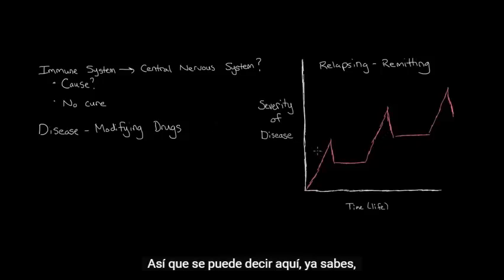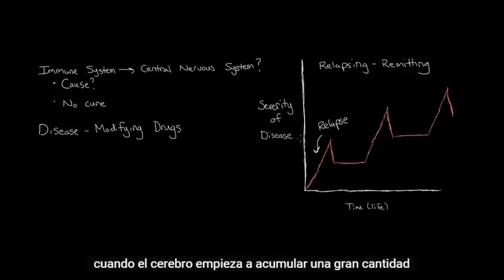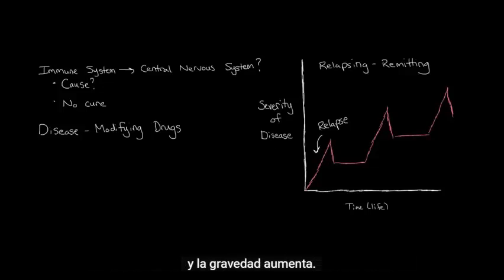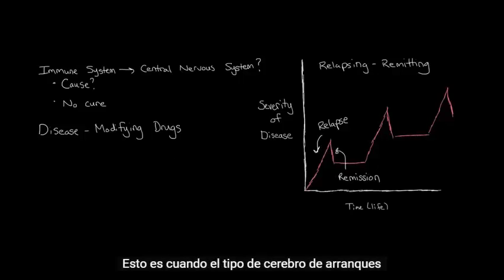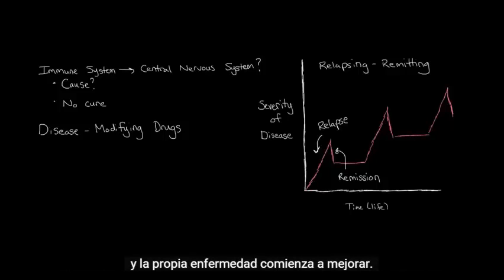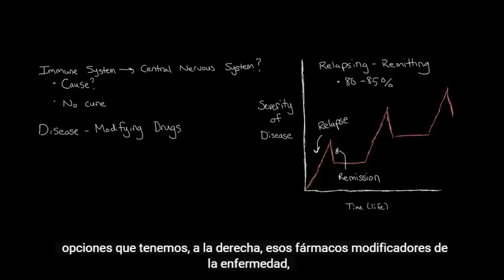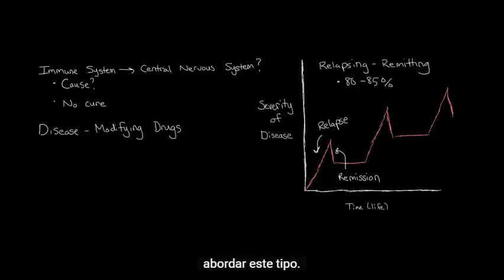So you can tell here, there's a relapse over here, and a relapse is really when the brain starts to accumulate a lot of damage and the symptoms start to flare up and the severity increases. And you have a remission over here. This is when the brain starts to heal itself and the symptoms go away for a bit and the disease itself starts to improve. This type affects about 80 to 85% of those who have multiple sclerosis. Because it's so common, most of the treatment options that we have, those disease-modifying drugs, address this type. There are other types of multiple sclerosis, but unfortunately they don't really respond well to these drugs.